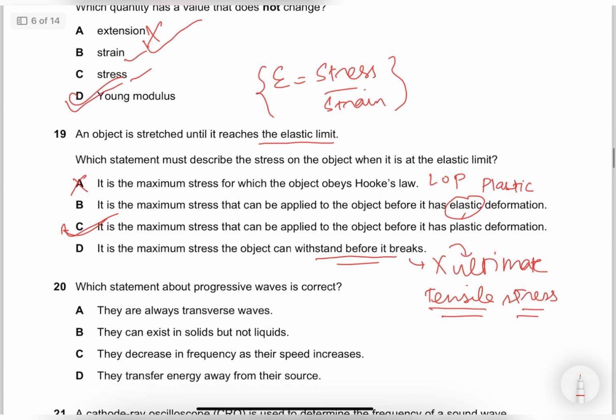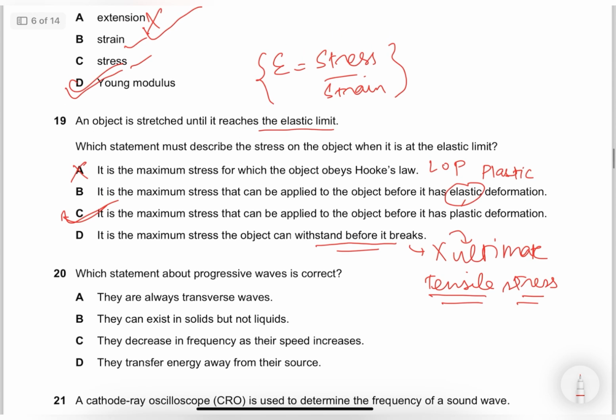So now let's move on to the last question for the day. Which statement about progressive waves is correct? They are always transverse waves. No, they can be longitudinal as well. They can exist in solids but not in liquids. No, they can exist in all mediums. Doesn't determine the progressive wave.